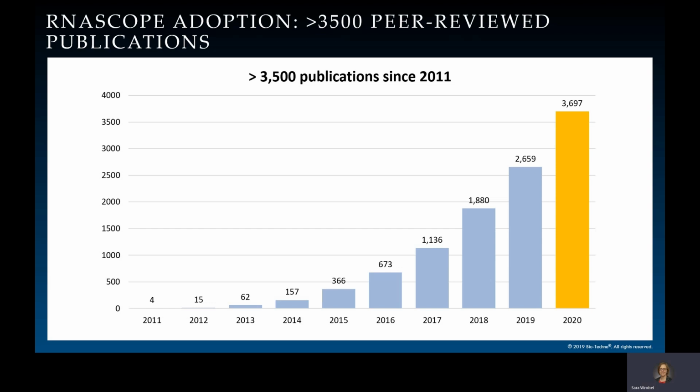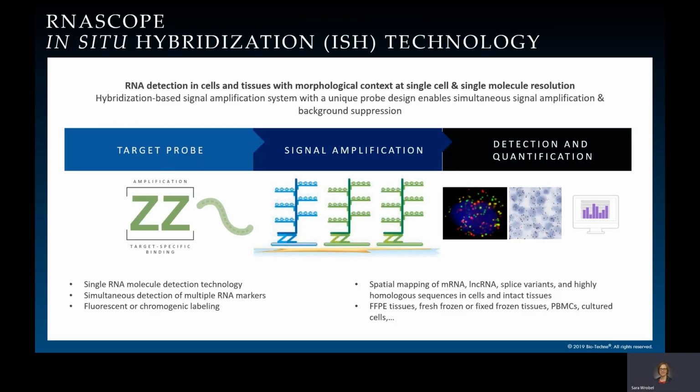So before I go into some applications and examples of how RNAscope is being incorporated in a wide range of research and solving various problems for people trying to understand spatially resolved gene expression, I'd first like to go into a little bit about the technology itself. If you're unfamiliar with RNAscope, it's an RNA in situ hybridization method that allows RNA detection in tissue and cells with morphological context, giving both single cell and single molecule resolution.